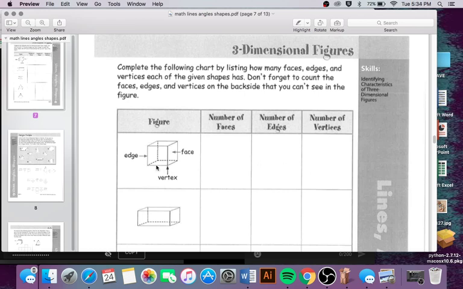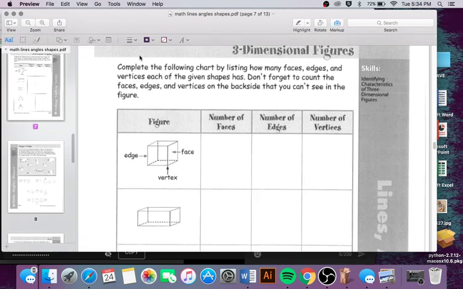So on this first one, it's a cube. So it's asking us for the number of faces, the number of edges, and the number of vertices. So we see here that this is one face. 2, this one over here that's towards the side is 3. The one on the back would be 4. And then we have the top, which is 5, and the bottom, that's 6. So the number of faces on a cube is 6.